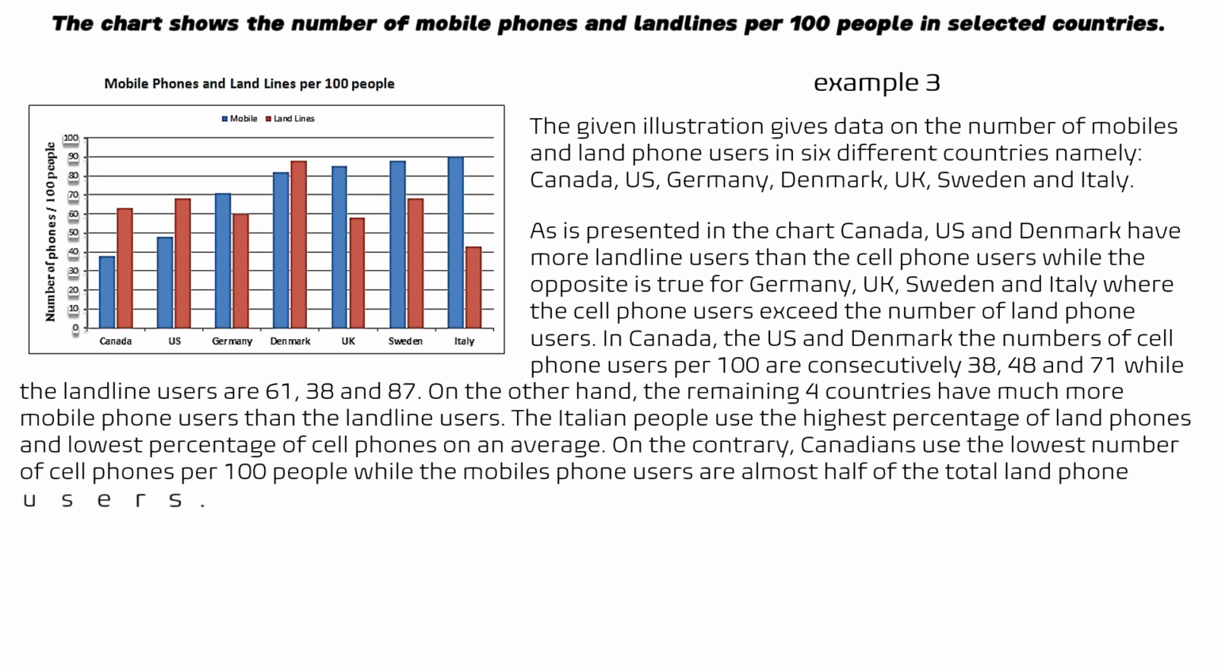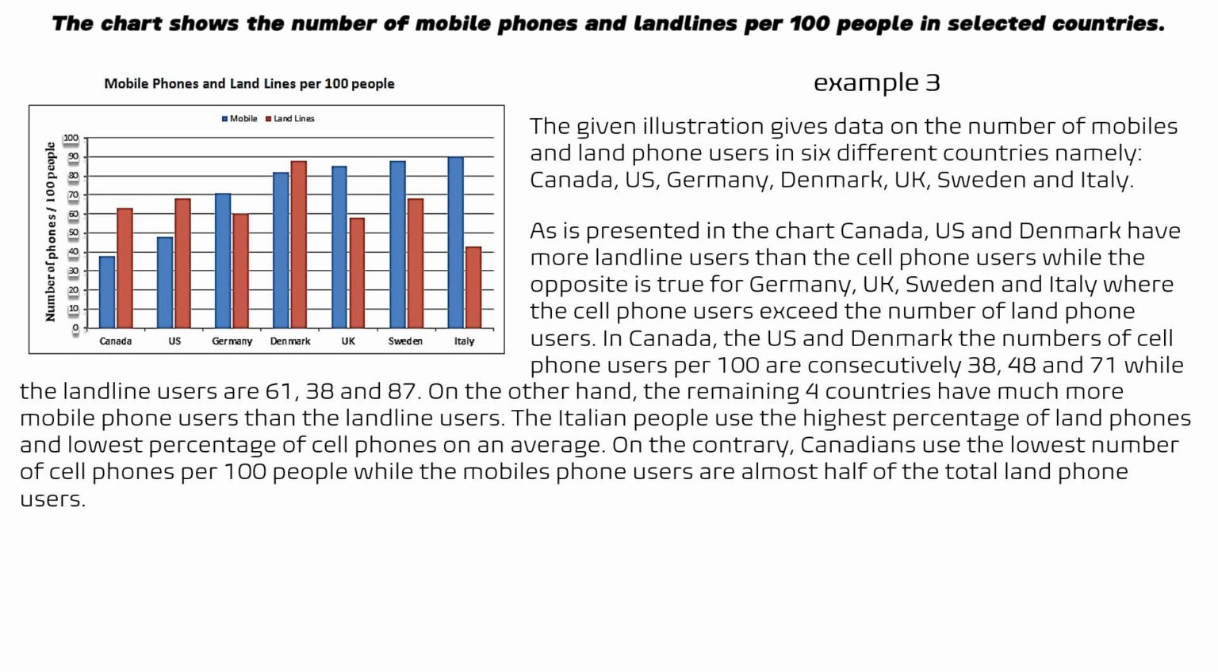In Canada, the US, and Denmark, the numbers of cell phone users per 100 are consecutively 38, 48, and 71, while the landline users are 61, 38, and 87. On the other hand, the remaining 4 countries have much more mobile phone users than landline users. The Italian people use the lowest percentage of land phones and the highest percentage of cell phones on average.